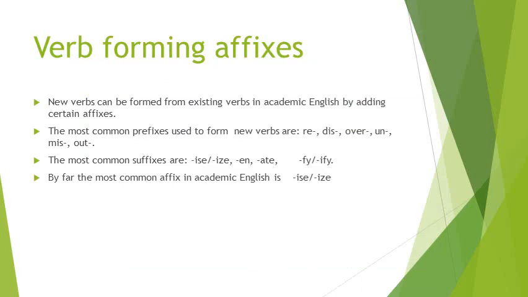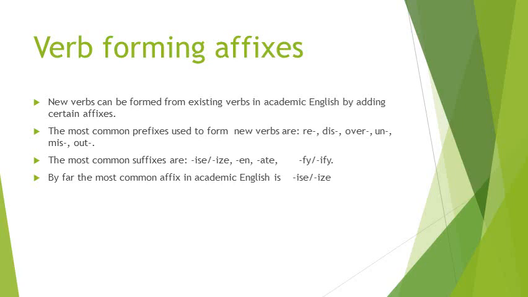Now let's look at the case of verb-forming affixes. New words can be formed from already existing verbs in academic English through the addition of certain affixes. That means that from verbs that are already in existence in English for academic purposes, we can generate new verbs. How do we do that? We simply add affixes to them.